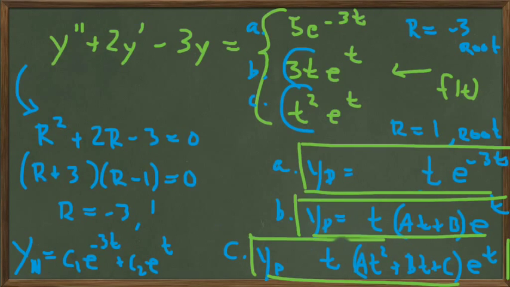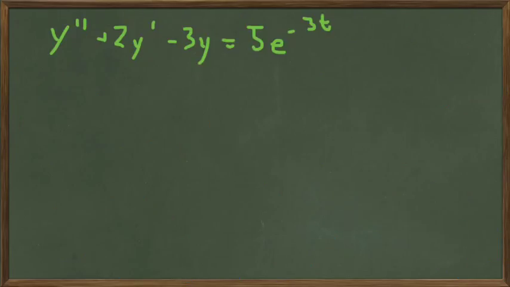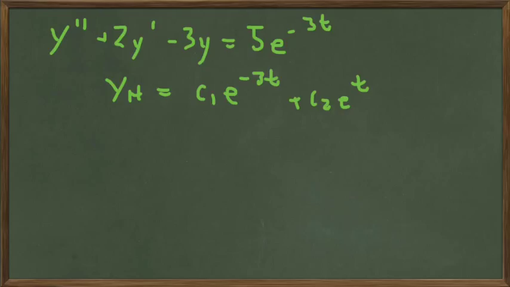So let's solve the case A first. So our differential equation is this. So here's our differential equation. We already said y sub h is c1 e to the minus 3t plus c2 e to the t. Because the right-hand side has an e to the minus 3t in it, we said that yp equals e to the minus 3t.